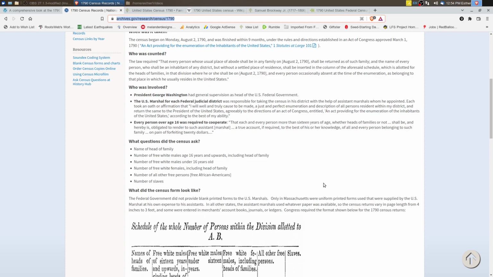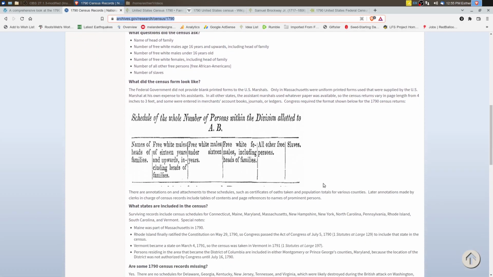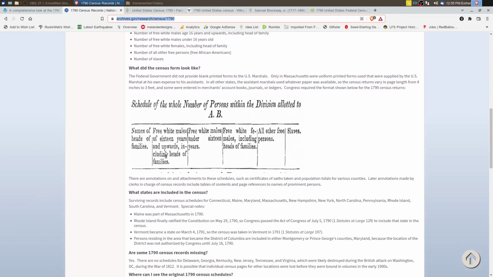So the questions that were asked on the 1790 census were pretty simple. It named the head of household, then it counted the number of free white males over age 16 and the number of free white males under 16 years old. And then they just counted all of the females. There wasn't an age breakdown. They counted all of the other free persons, and that included free African Americans, and then the number of slaves. And I'm going to show you what the census form actually looked like, but they have an example in this article of the columns that were on the form.